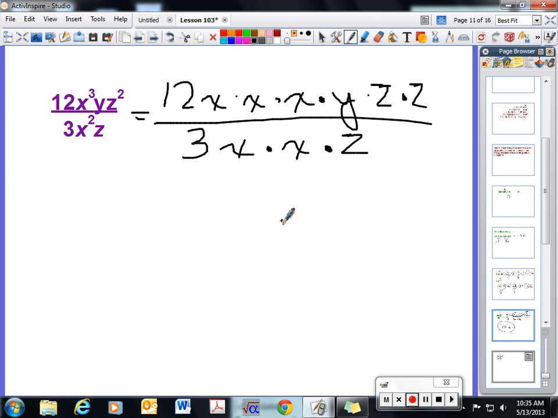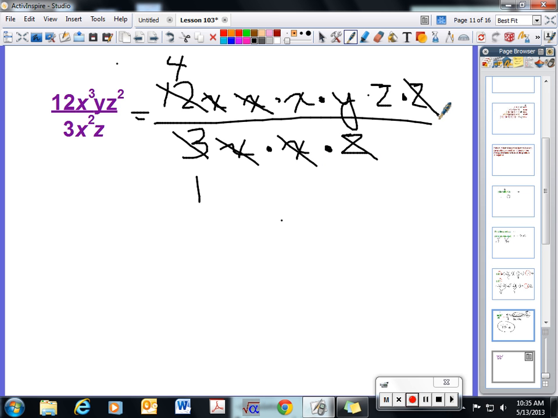All right. Let's deal with the numbers here first. We've got 12 divided by 3. Well, that can cancel to a 1, and that cancels to a 4, because 3 goes into both of those. We've got one set of x's. We've got another set of x's, and then we've got a set of z's.